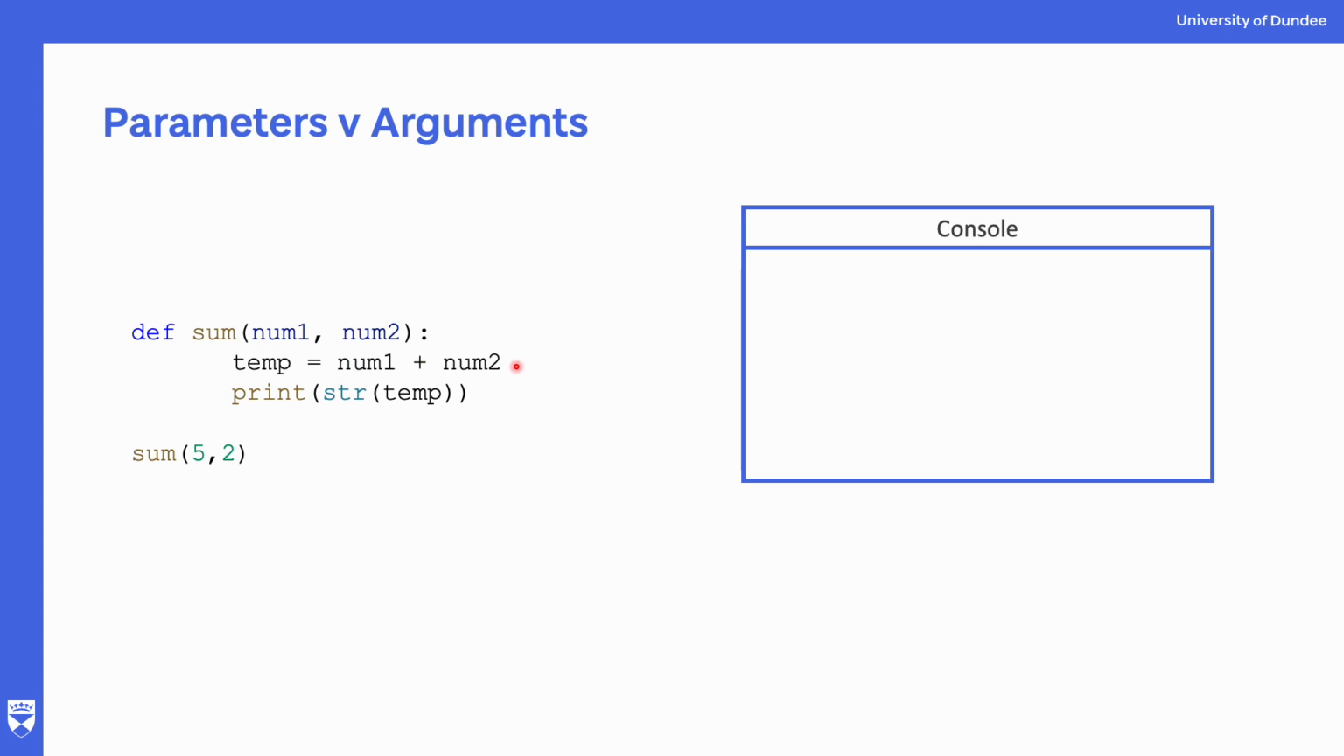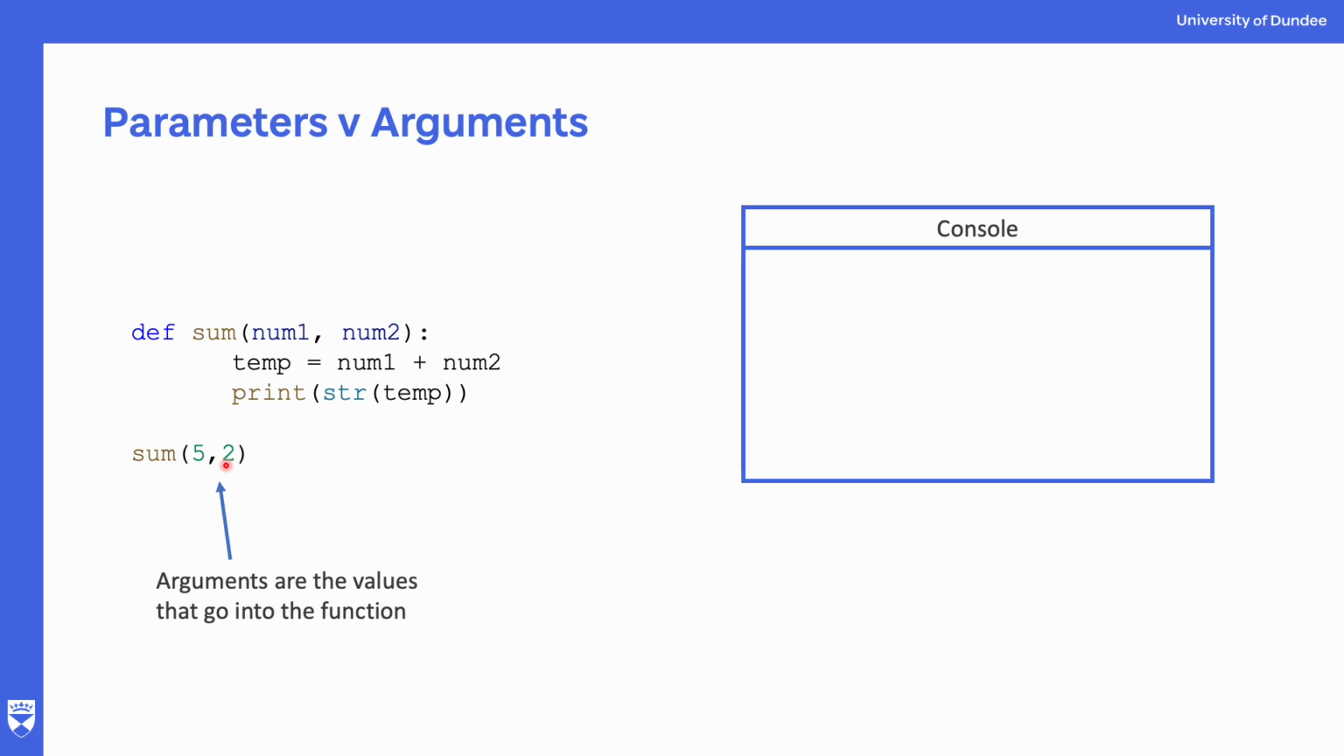So I'm creating another variable called temp, that's temporary. I'm giving it num1 and num2, adding them together, and then I'm going to print that out. Note that because I've got a number here, I'm just printing it out as a string, just for consistency. So I've got a function header with 2 parameters. When I call it, I give it 2 numbers. I give it 5 and 7.